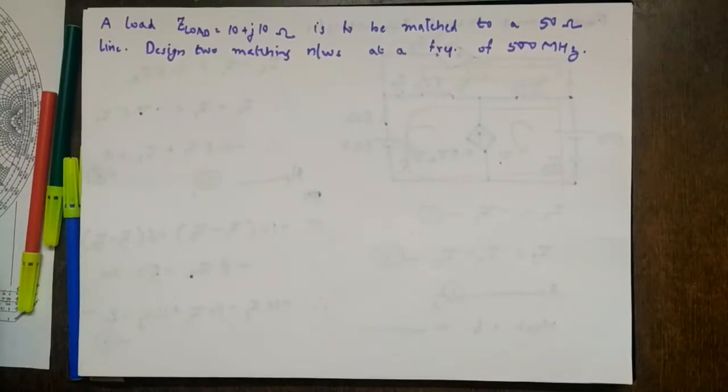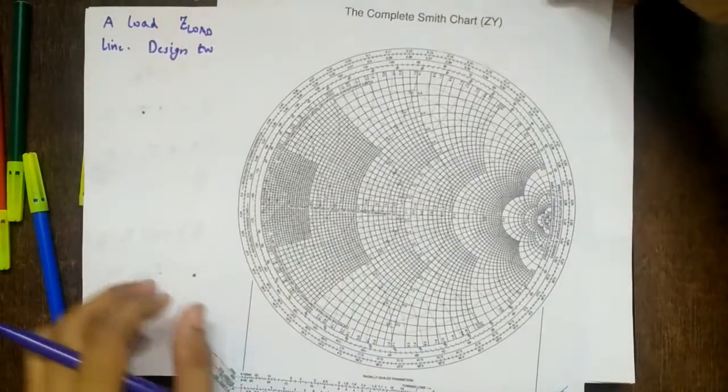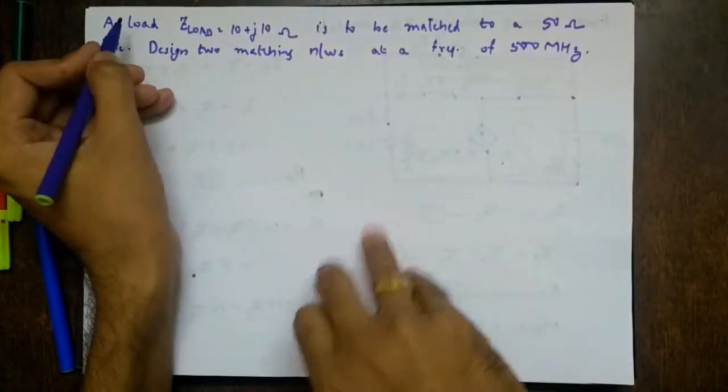So yesterday we studied how to read a ZY Smith chart, right? So this is the ZY Smith chart. We saw how to read a ZY Smith chart. So let's start with the matching using LC section.